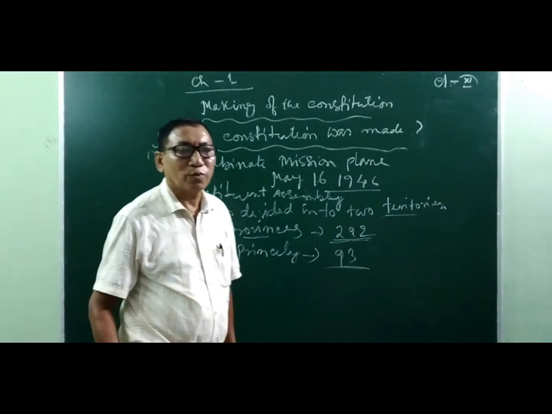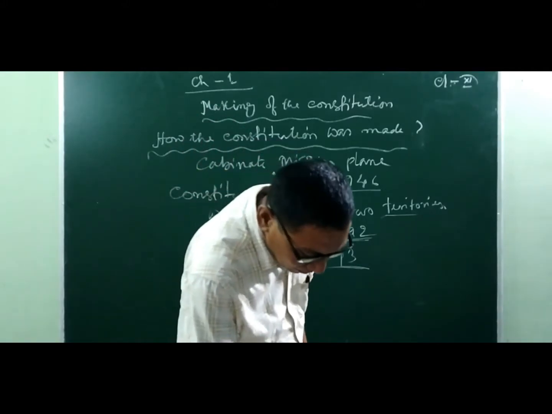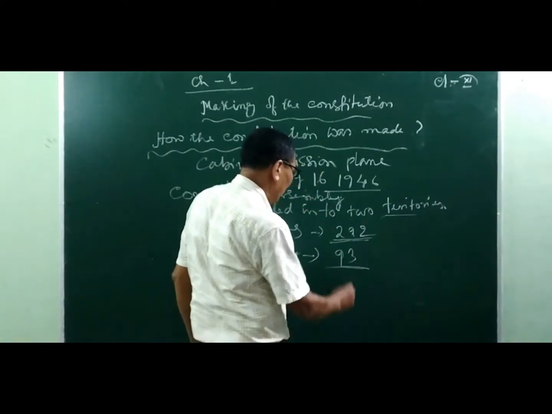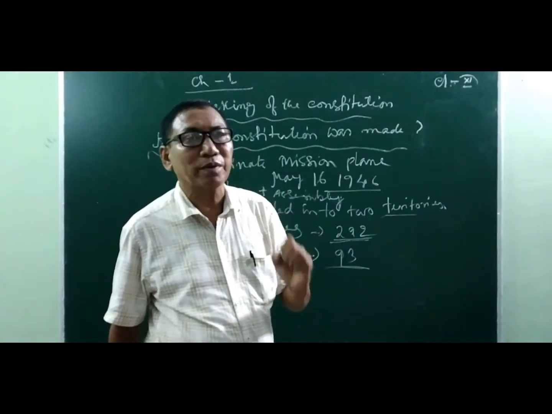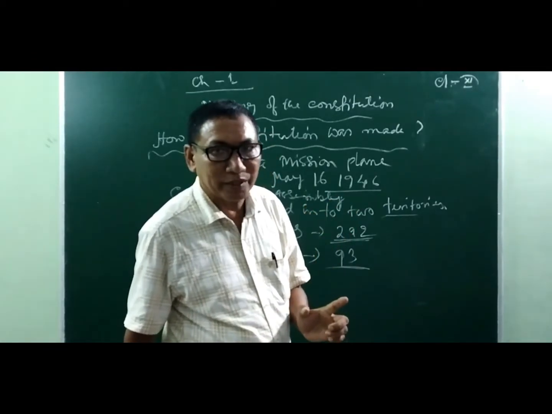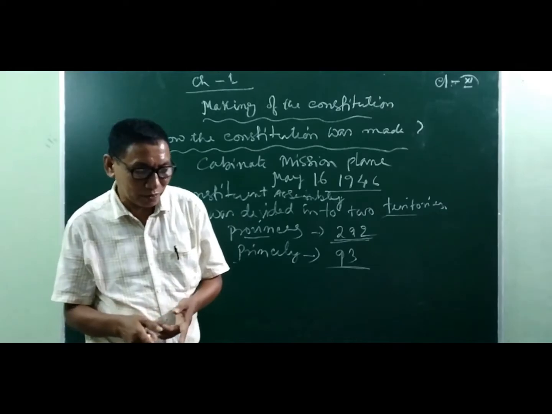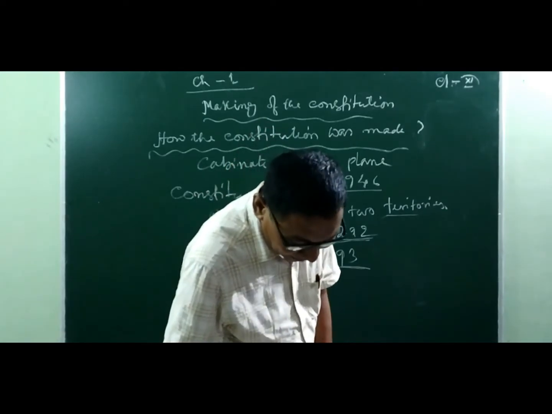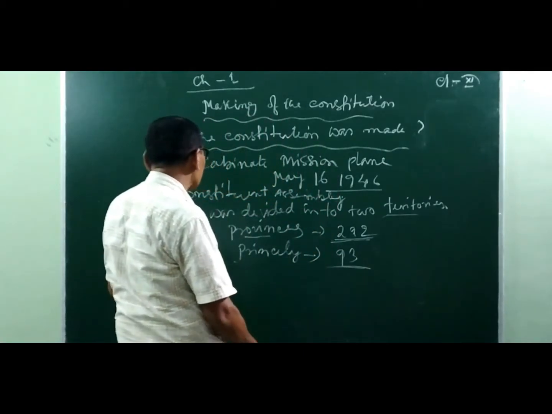Even Assam was one of the provinces. And how did they choose those 292 members? It was by a single transferable vote. The electoral body, the electoral college, used to elect them by a single transferable vote. So now we come to the conclusion.